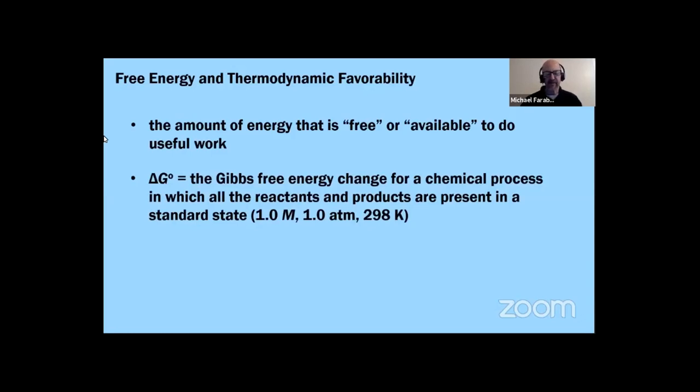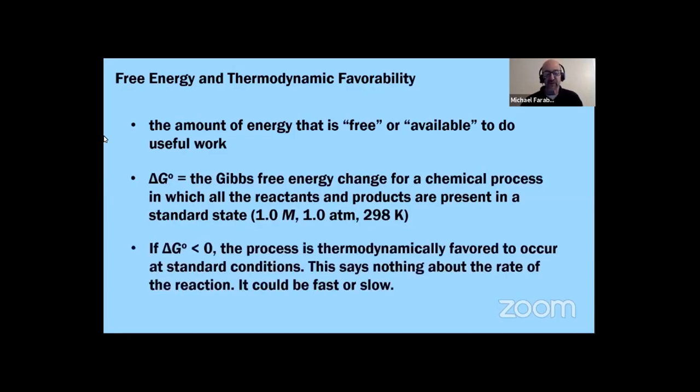Now earlier we said that if delta S was positive, that meant it was increasing entropy. And if delta S was negative, then entropy was decreasing. So with free energy, it goes like this. If the change in free energy is negative, then the process is favored to occur at standard conditions. So a positive delta G indicates it's not favored. A negative delta G indicates that it is favored.